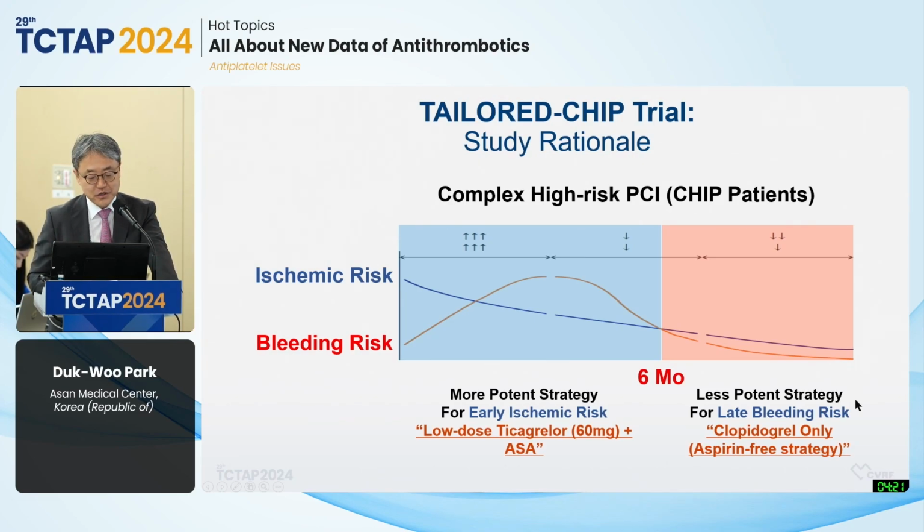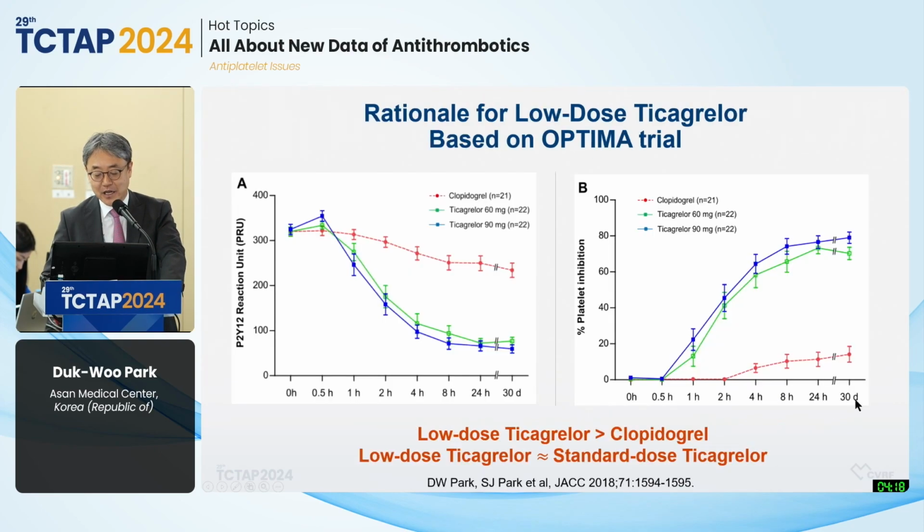So the audience may wonder why we use the low dose of 60 milligram ticagrelor. This is based on our PK/PD trial published in JACC 2018. We did the OPTIMA trial targeting the ACS population. With blinded randomization to ticagrelor 60 milligram or 90 milligram, we looked at pharmacokinetics and pharmacodynamics, the platelet inhibition effect. The 60 milligram is quite comparable to ticagrelor 90 milligram, with much better platelet inhibition compared to clopidogrel. That is the reason why we select low-dose ticagrelor 60 milligram.